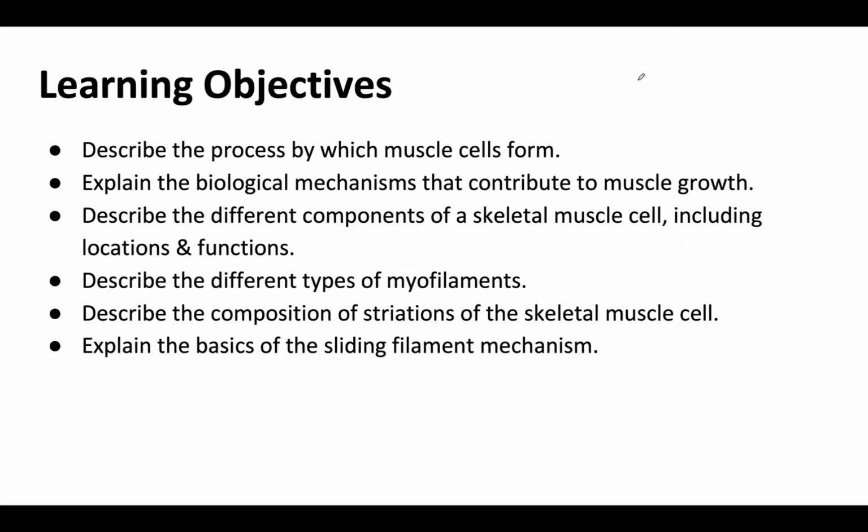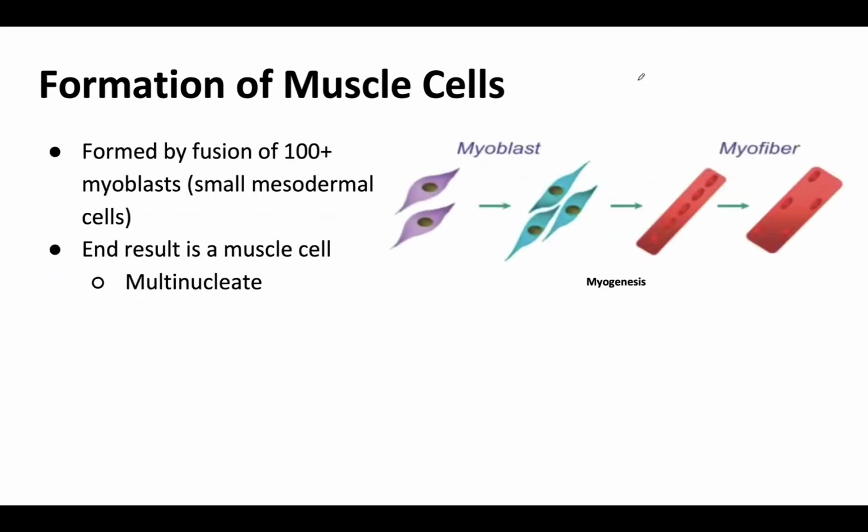As you can see, I have 6 learning objectives that we are going to work through. This is a little bit more complex of a topic, so we're going to jump right in. We're going to start with how do we even get these comparatively long muscle cells? During embryonic development, each skeletal muscle fiber is formed by the fusion of around 100 or more myoblasts, which are just small mesodermal cells, and they fuse to form what we refer to as those muscle cells or myofibers.